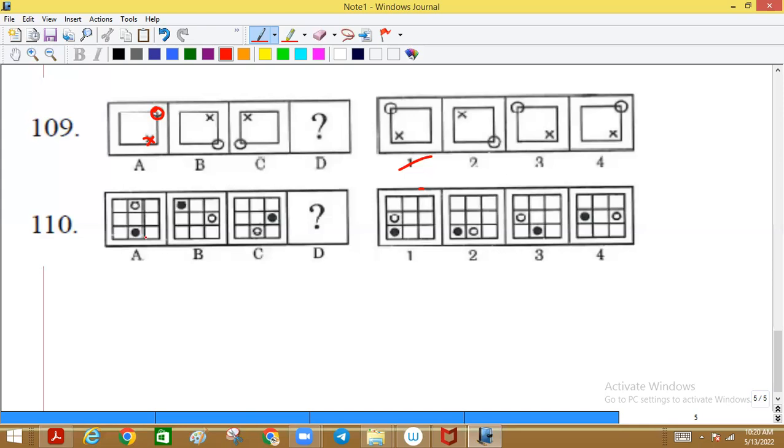What about 110? There are two circles. One is a lighter one, the other is a darker circle. How is the lighter circle moving? Clockwise. How many steps? 1, 2. In the same way, the dark one is moving clockwise, 1, 2, 3 steps. So what is the answer? 2 steps means obviously this is the circle here, and the dark one will be here. So answer 1 is the answer. So this series is very easy, generally easy.